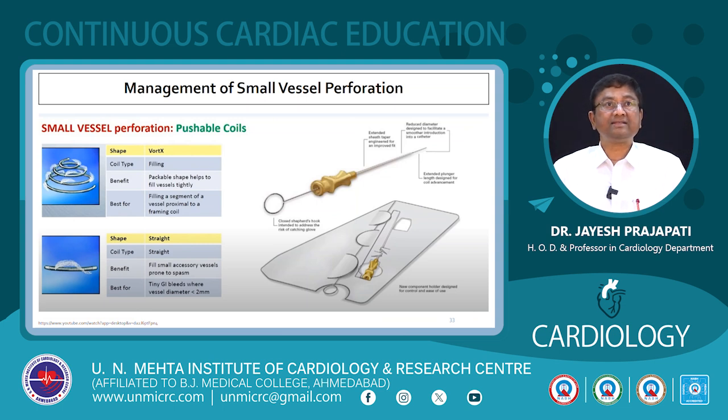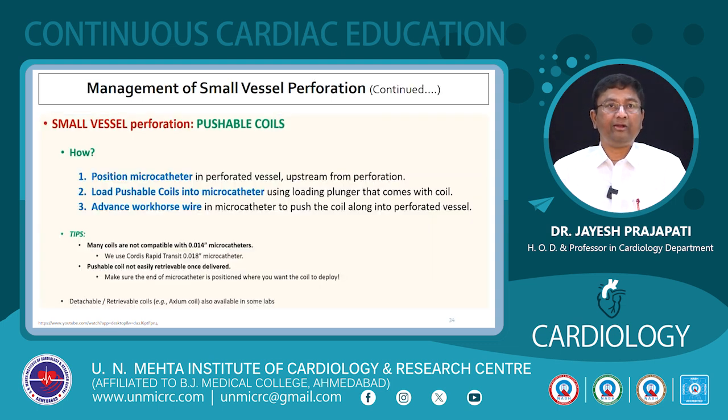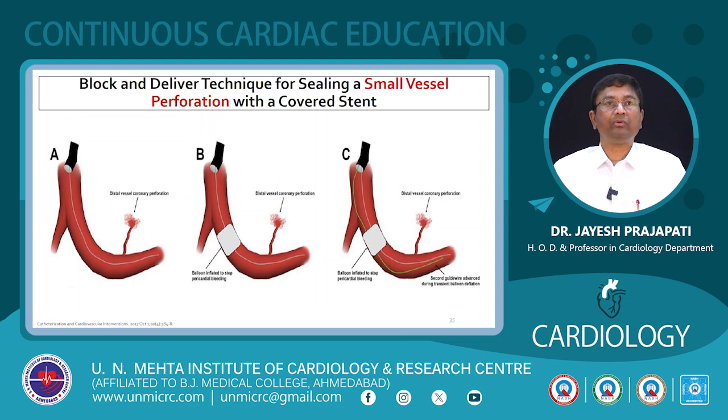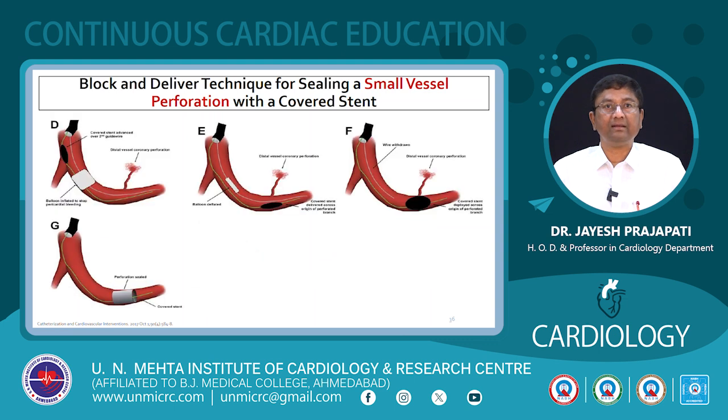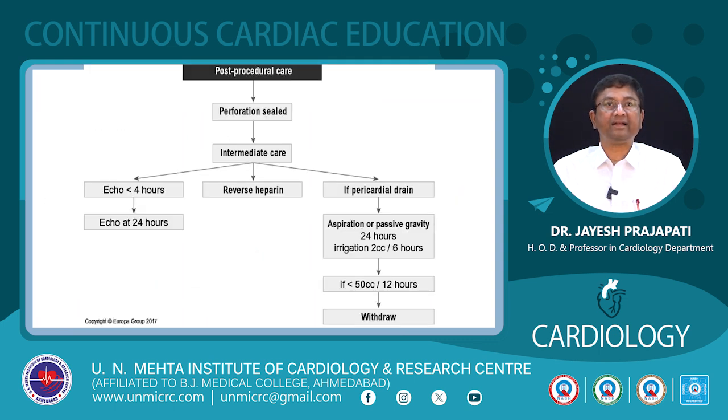So these are some of the micro coils available for the perforation, and you can put them through the micro catheter, and there is a plunger. Detachable coils are also available, or you can use a simple PTCA wire and push the coils. So this is how you can seal off the distal vessel: you keep a balloon inflated, pass a micro catheter side by side, put a gel foam or embolize and close the distal branch.